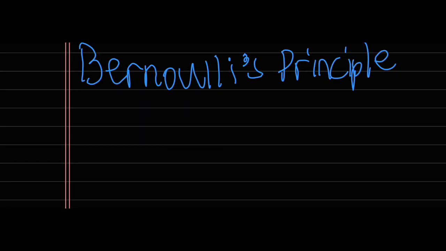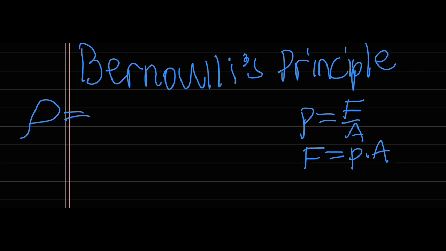Now let's derive Bernoulli's principle. So let's recall something. Pressure is force over area, so that means that force is pressure times area. Now let's move on to another term. This term is called rho. Rho is basically density. So recall that density is mass over volume.